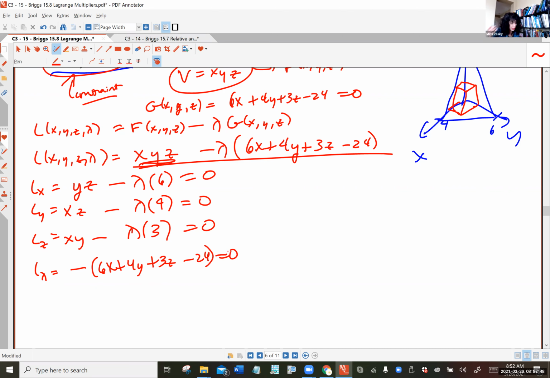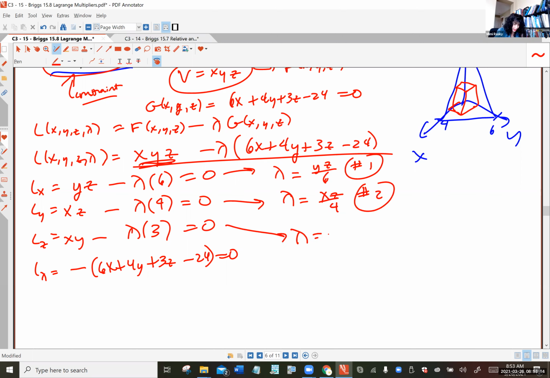So we're going to solve this the way I told you. Most of the time it works. Not always. And I'll do an example where it's not always. I like to solve for lambda. So there's lambda number 1. And then I'll solve for lambda again, and I'll call that lambda number 2. And then I'll solve for lambda again and call it lambda number 3.